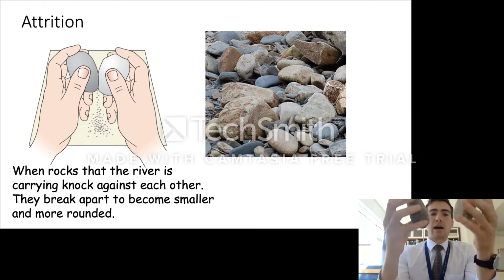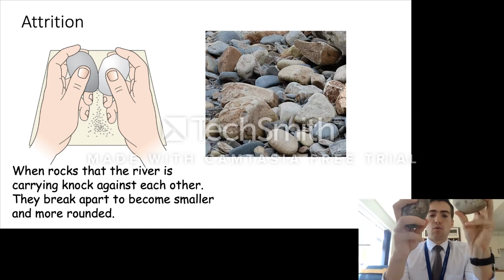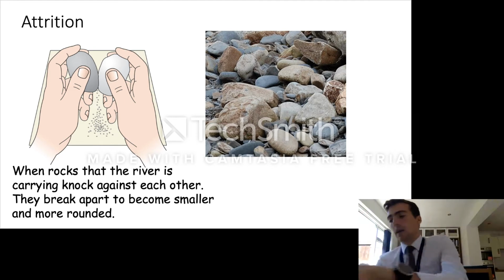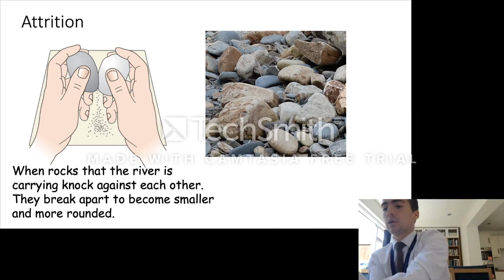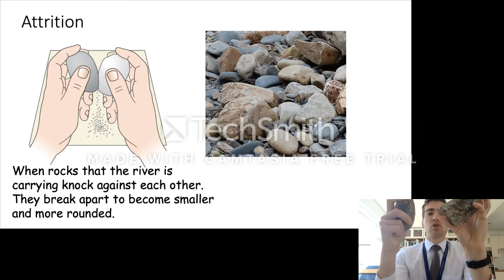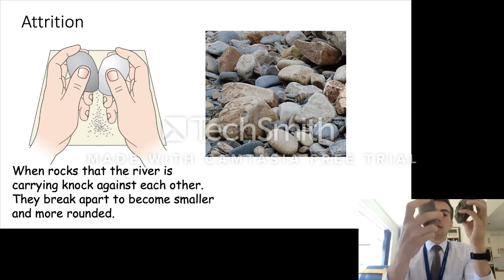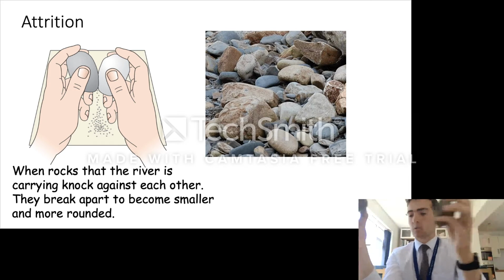You'll notice here that I've got 2 quite smooth rocks in my hand. However, they don't always start like this. Usually, they will start quite jagged, not a very smooth shape at all. But then over time, as they travel further down the river, they become much smoother, kind of like this. So that's what attrition is.